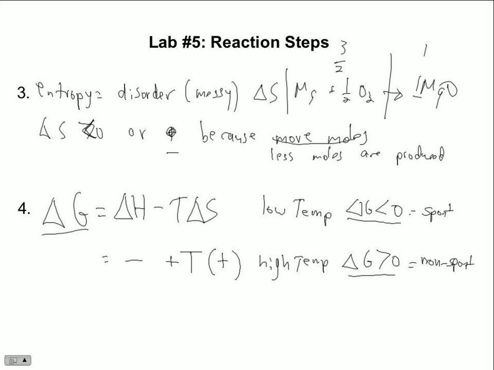To review this really quickly, when temperature is really low or even at 0, that's going to cancel out and the negative side is going to win. When temperature is really high, the positive side has a greater chance of winning. And a positive win equals a non-spontaneous reaction.